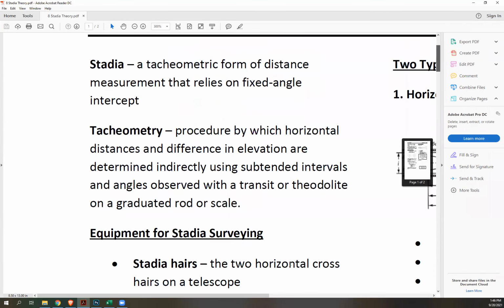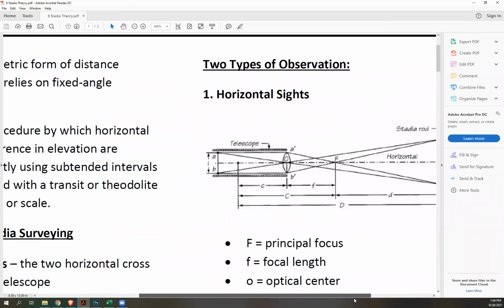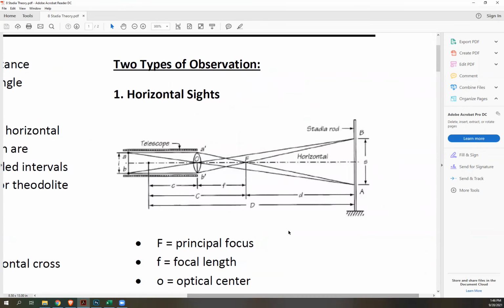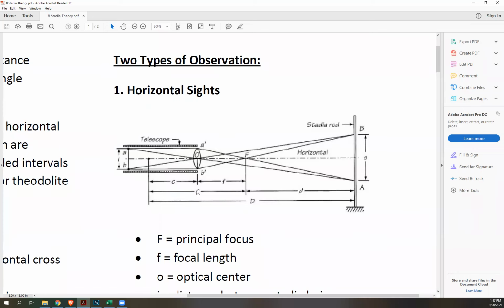Next. When you're using your Stadia, for example your theodolite, you can get two types of observations. The first type is your horizontal sights. For example, this is your telescope, this is your rod, and this is the lens at the end of your telescope. From this point, you have your focus here, the focus of your lens, and this is the center of the lens. The distance from this point to this point is your Stadia constant, capital C.